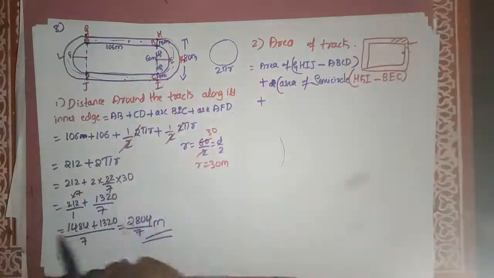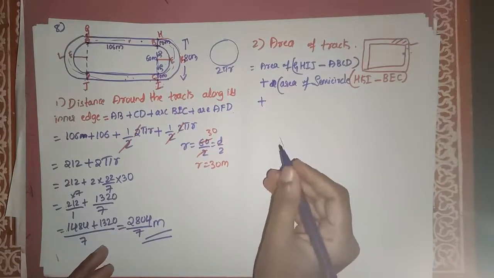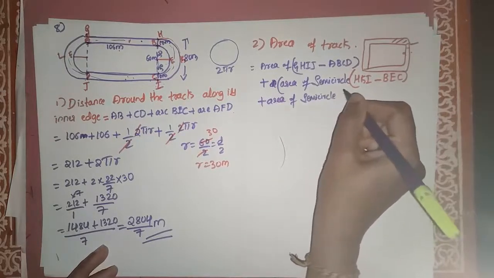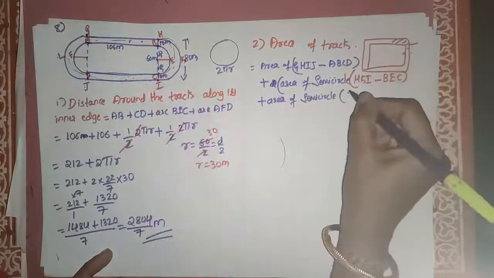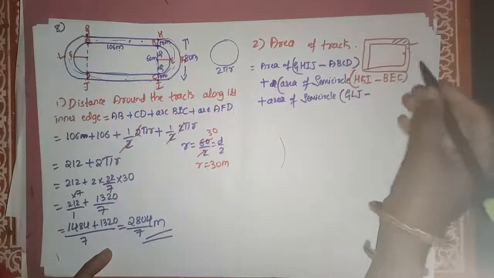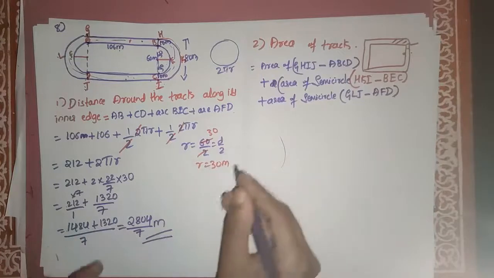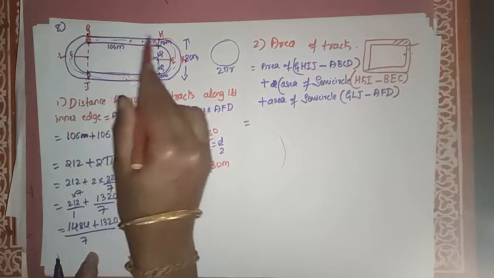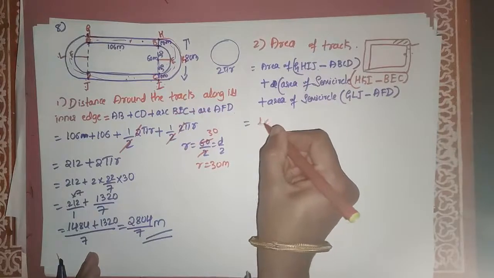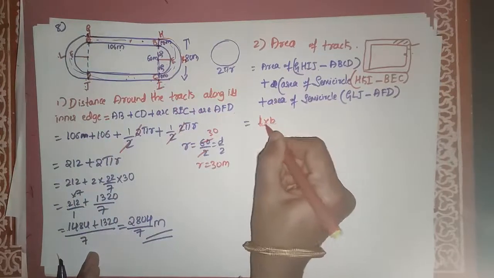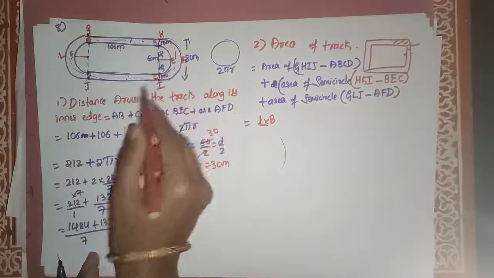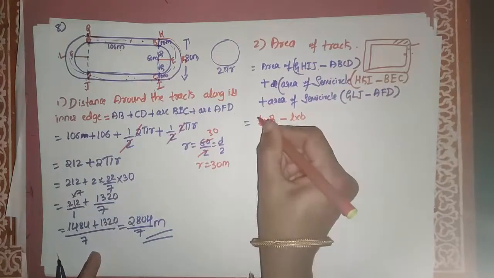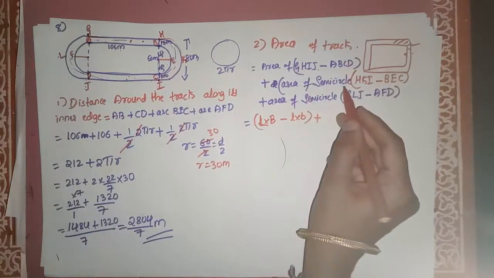Then here, the semicircle is area of semicircle, which semicircle? GLI, GLJ minus AFD. So here we'll calculate all these. So area of GHIJ, this is length into that. I take capital N into B. This is the larger rectangle minus the smaller rectangle, N into B, length into breadth. Okay, areas plus area of semicircle HKI.